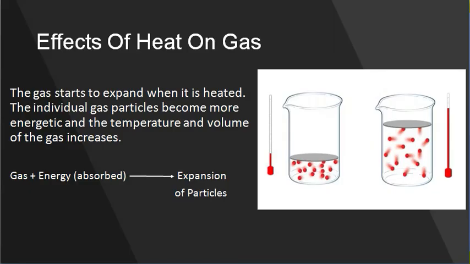Now what happens when heat is given to gas? Effects of heat on gas: the gas starts to expand when it is heated. You can see an example in your kitchen, the example of a stove. When you give heat to the gas, what happens there? The individual gas particles become more energetic and the temperature and volume of the gas increase.